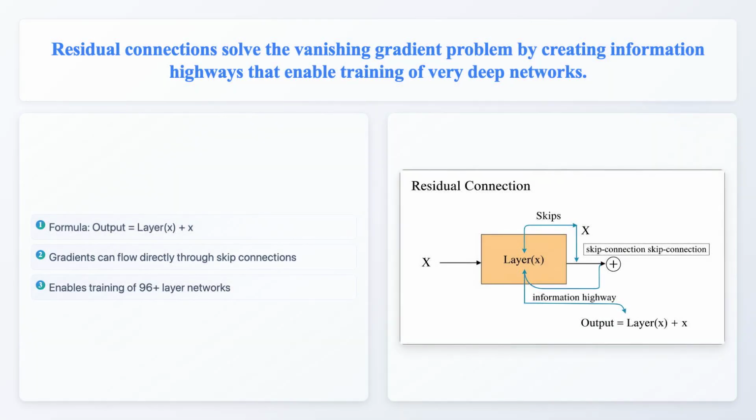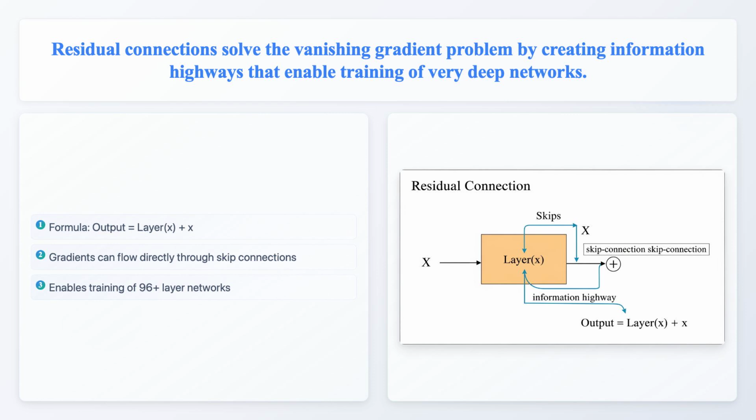Before we examine other components, we need to solve a fundamental problem in deep learning, the vanishing gradient problem. In very deep networks, and modern LLMs have 96 plus layers, gradients can shrink exponentially as they propagate backward through the network during training. By the time gradients reach early layers, they're essentially zero, making learning impossible. The solution is elegantly simple: residual connections, also called skip connections.